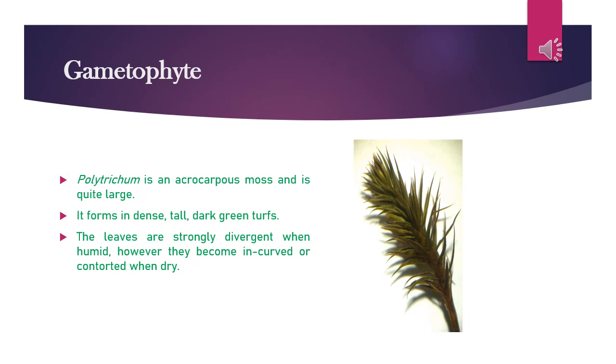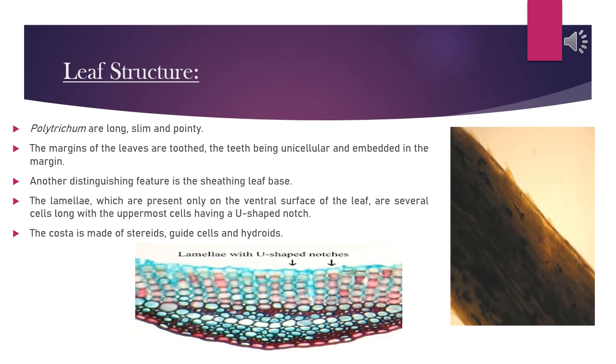So next we'll move to the gametophytic phase. As I said before, Polytrichum shows the gametophytic condition. Here Polytrichum is an acrocarpous moss and it is quite large. The leaves are strongly divergent when humid and curved in dry condition. Next, after studying the gametophytic stage, let us study the anatomy of the leaf.